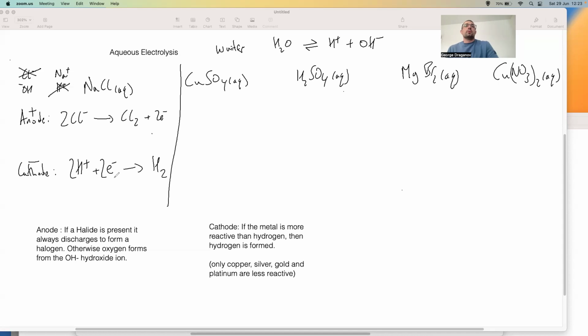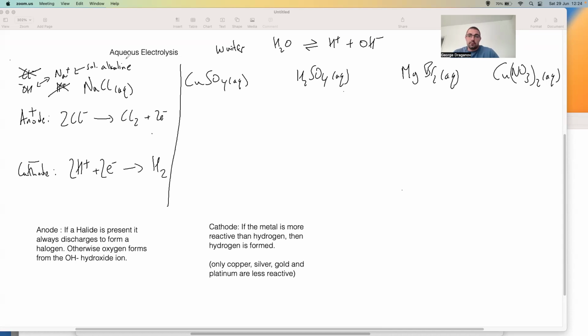Because I took these two out, these two are going to remain. So the solution will appear alkaline because it will have OH minus ions floating. It'll basically have sodium hydroxide. So if you add universal indicator, it will actually go blue.